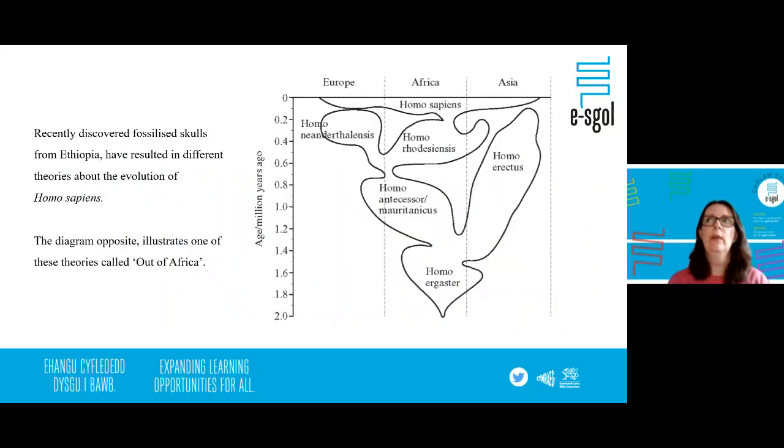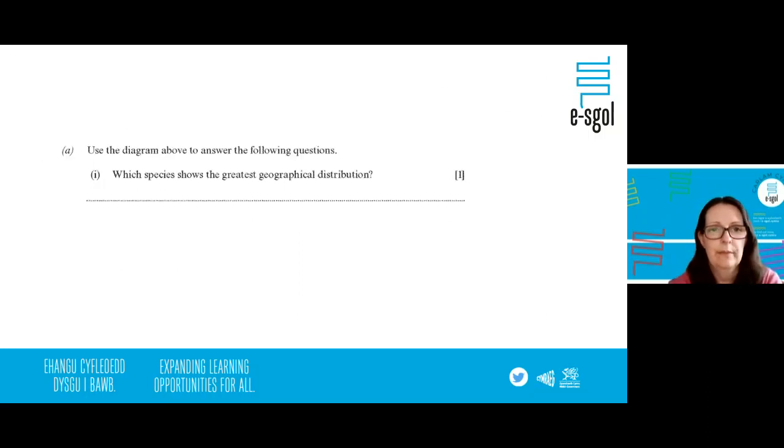Okay, and our final question, very briefly, we've looked here at recently discovered fossil skulls from Ethiopia, and they've resulted in different theories about the evolution of Homo sapiens. And you can see here we've got information related to the age here, and then where remains have been found, fossilized information has been found in Europe, Africa and Asia. So the diagram opposite illustrates one of these theories called out of Africa that has been put forward by scientists. So we need to use the diagram to answer the following questions.